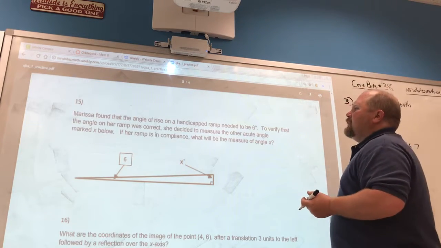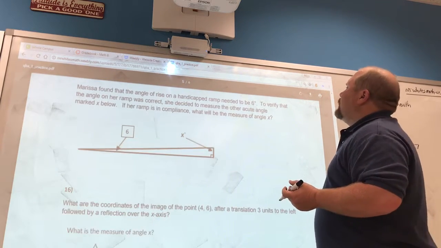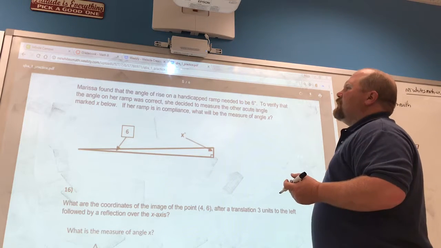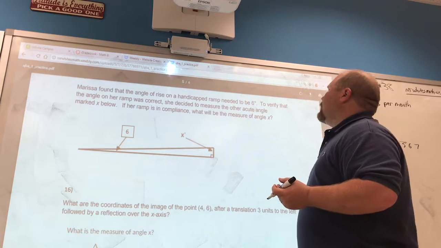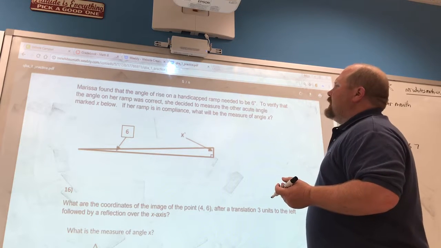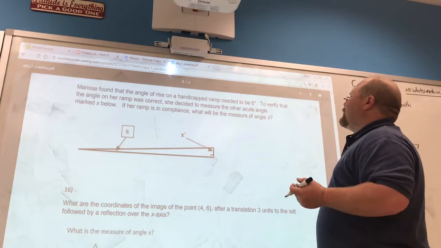15. Marissa found the angle of rise on a handicap ramp needed to be 6 degrees. To verify the angle on her ramp was correct, she decided to measure the other acute angle, marked x. If her ramp is in compliance, what will be the measure of angle x?